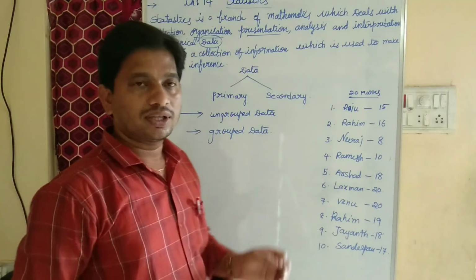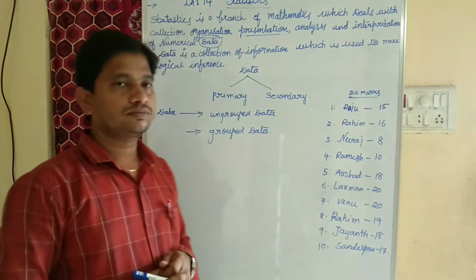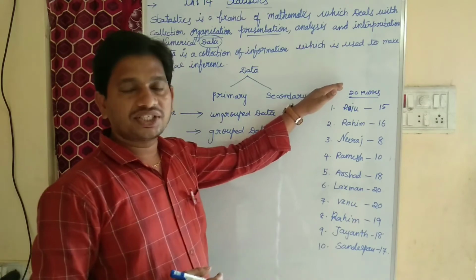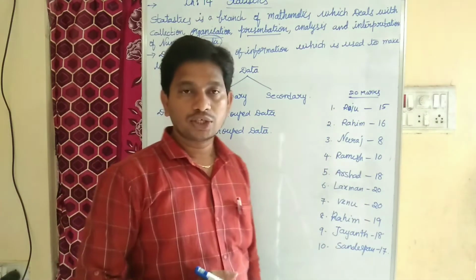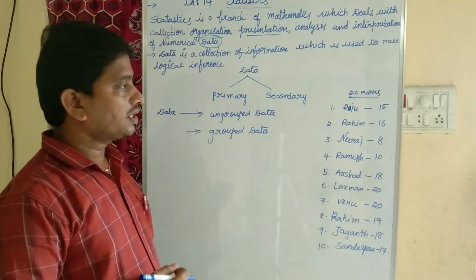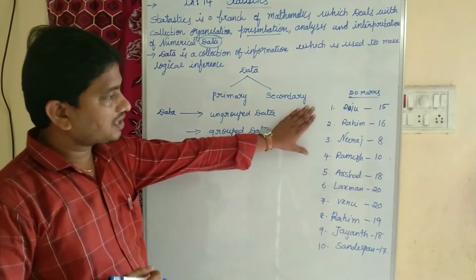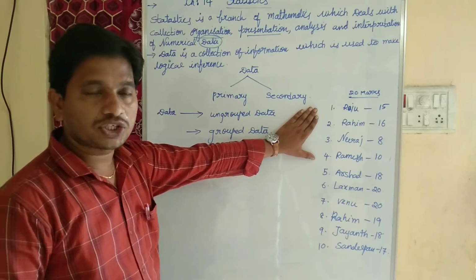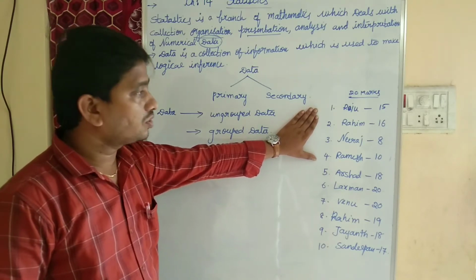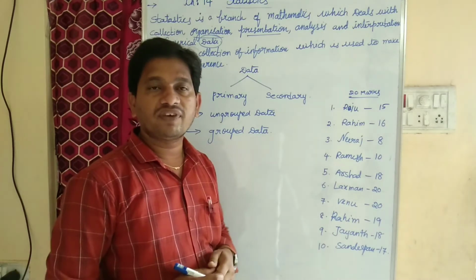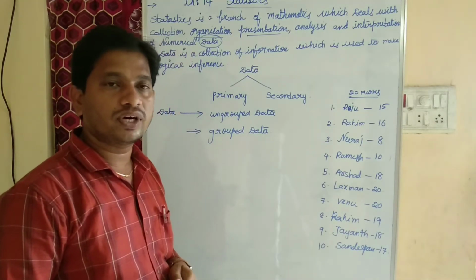Okay. In a class, there are 10 students. The class teacher conducted an exam which is for 20 marks. These are the marks obtained by the students. Okay. See here, this is the data which is called ungrouped data. So then what is the difference between ungrouped data and grouped data?